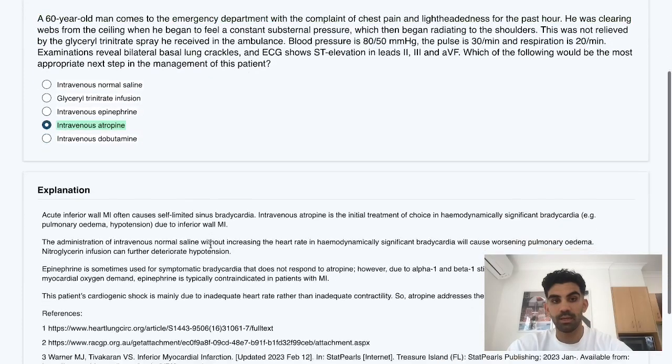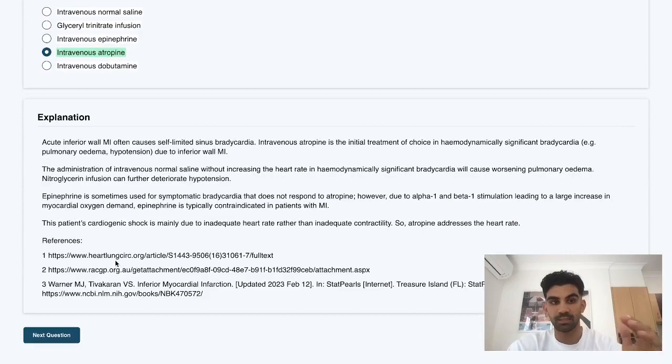Click submit there. You can see a great explanation there. As always, they'll have the references in there as well.